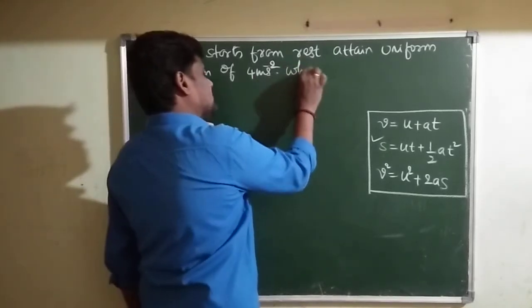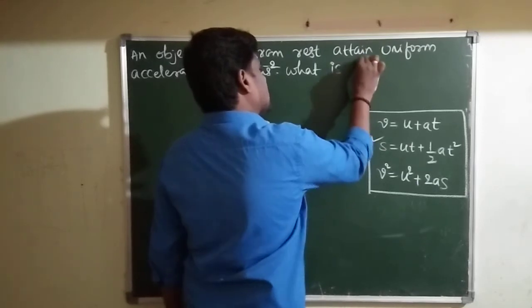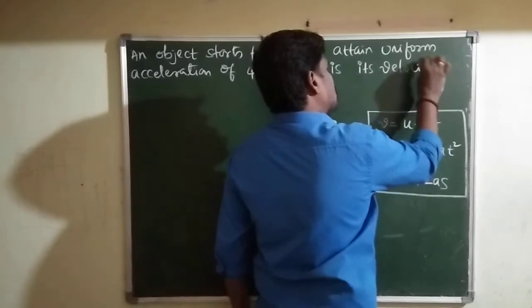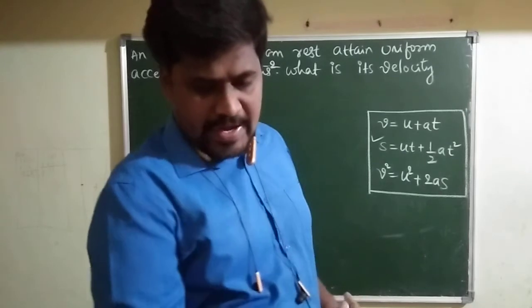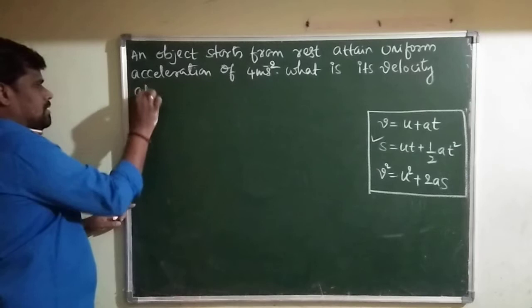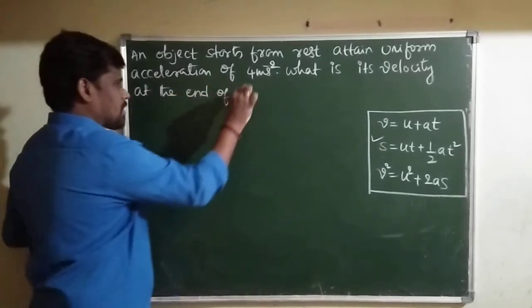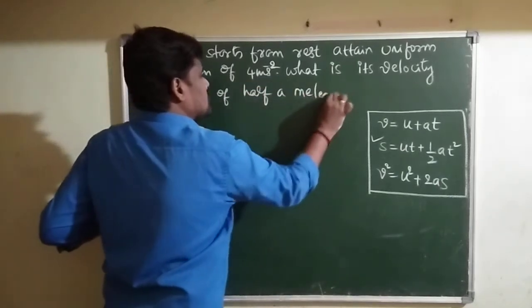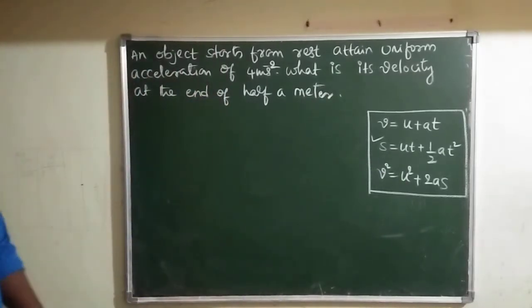What is its velocity at the end of half a meter? Look at the problem carefully and read the problem once again.